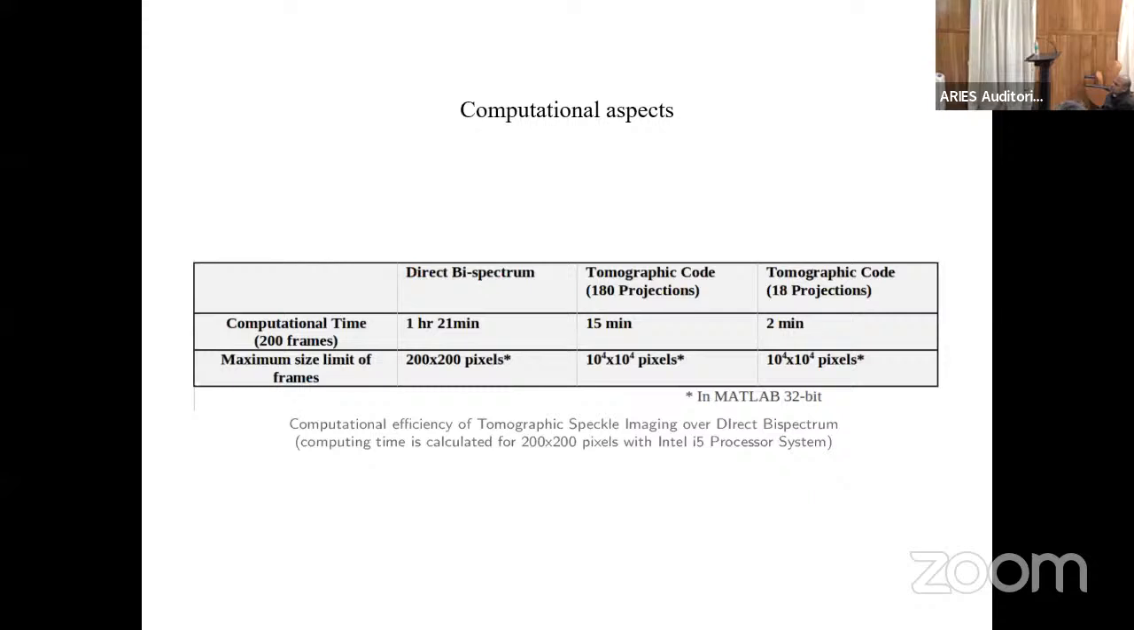He analyzed 200 frames. The computational time for the direct bispectrum with 200 by 200 pixels takes 1 hour, 21 minutes, in those days, with the latest computer we had.